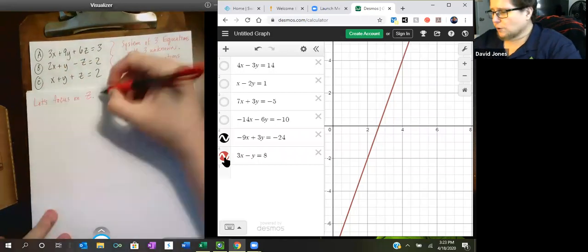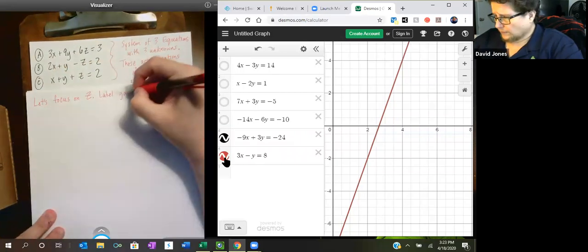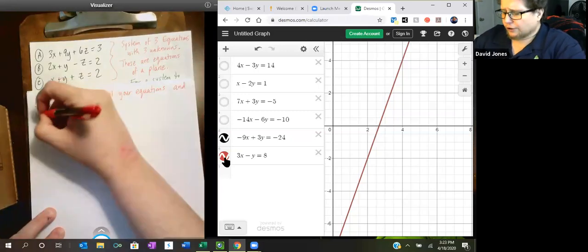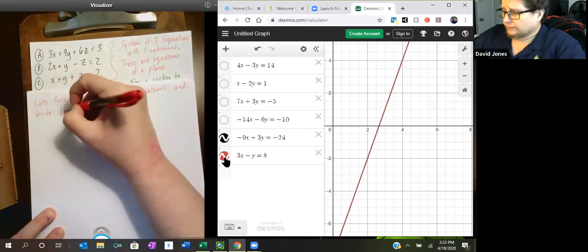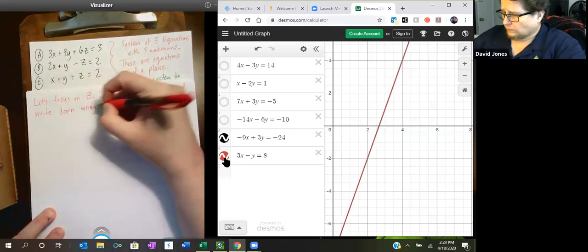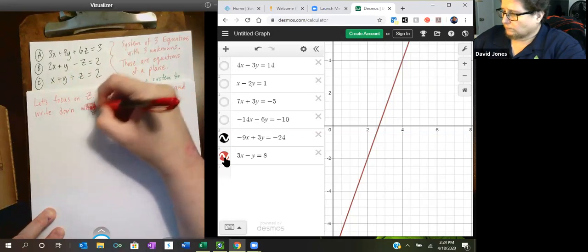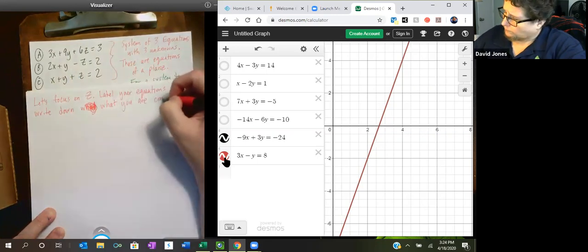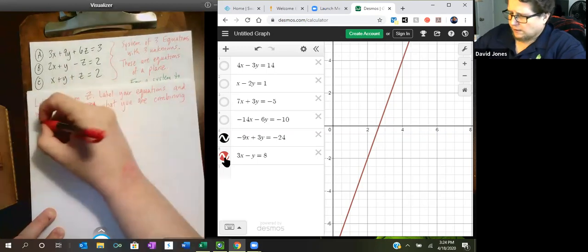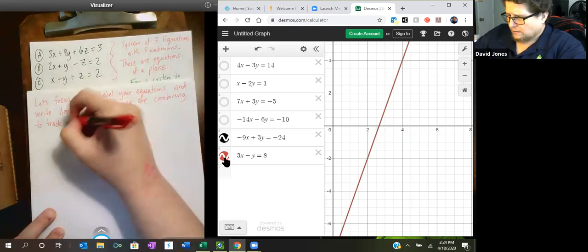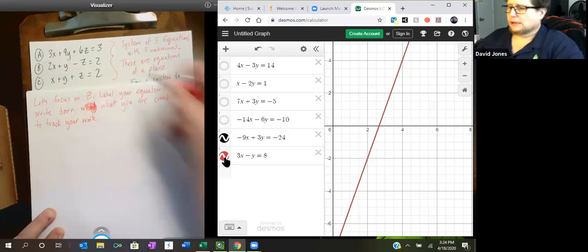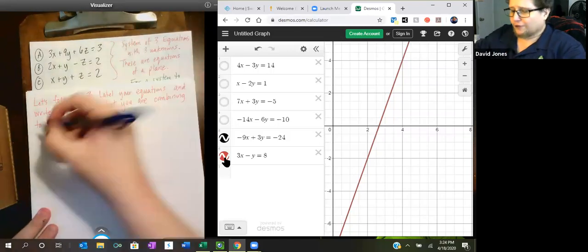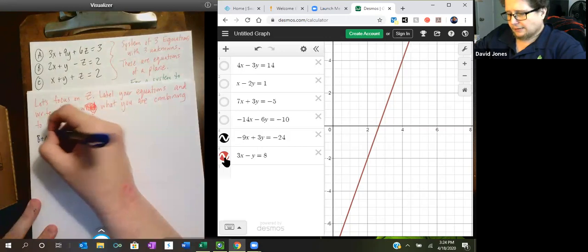And label your equations like I did. And write down what you're combining to track your work. So B and C look like the easiest to combine at first. B plus C. That's what I'm doing here.